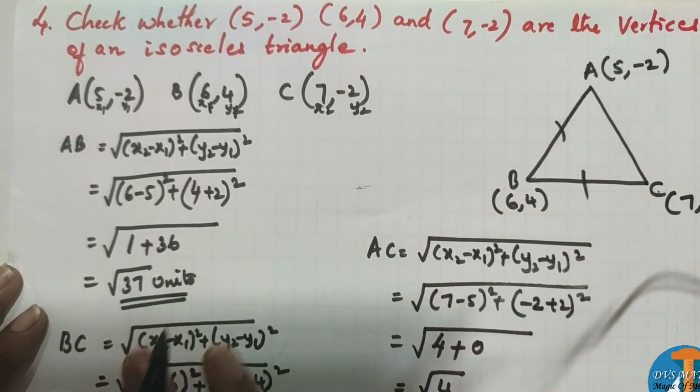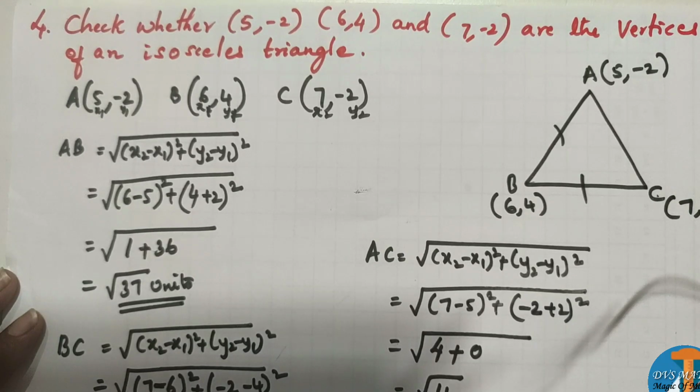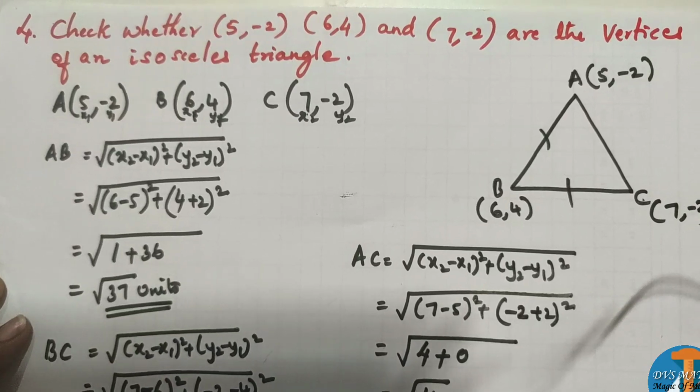ಸೊ ಫಸ್ಟ್ AB, BC, CA ಡಿಸ್ಟೆನ್ಸ್ ಫಾರ್ಮುಲಾ ಫೈಂಡ್ ಔಟ್. ಯಾವ್ದಾದ್ರು ಎರಡು ಡಿಸ್ಟೆನ್ಸ್ ಈಕ್ವಲ್ ಬಂತು ಅಂದ್ರೆ ಇಟ್ ಇಸ್ ಅನ್ ಐಸೋಸೆಲಸ್ ಟ್ರಯಾಂಗಲ್. ಯಾವುದು ಬರಲಿಲ್ಲ ಅಂತಂದ್ರೆ ಇಟ್ ಇಸ್ ನಾಟ್ ಅನ್ ಐಸೋಸೆಲಸ್ ಟ್ರಯಾಂಗಲ್.